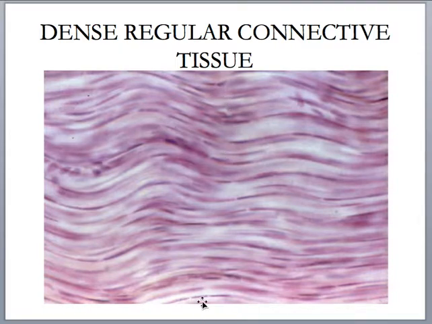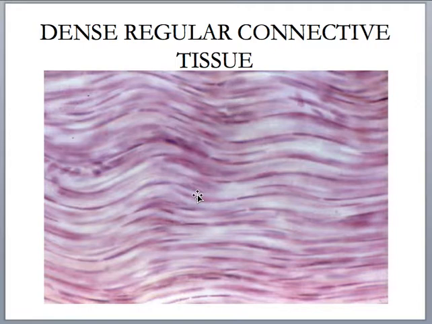So remember, collagen, you think great tensile strength, meaning it can resist pulling forces. It's really, really strong. The fact that these are all running in parallel with one another even increases the strength of these collagen fibers. And so you find dense regular connective tissue in ligaments and tendons. Okay, so in ligaments and tendons. Ligaments connect bone to bone. Tendons connect muscle to bone.